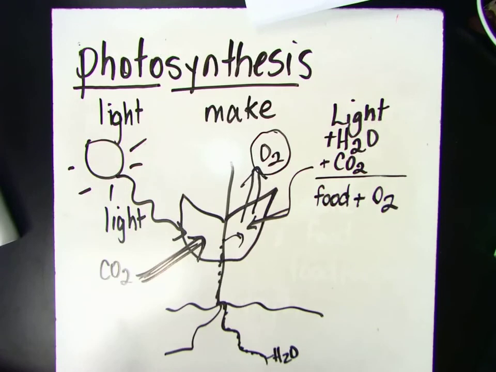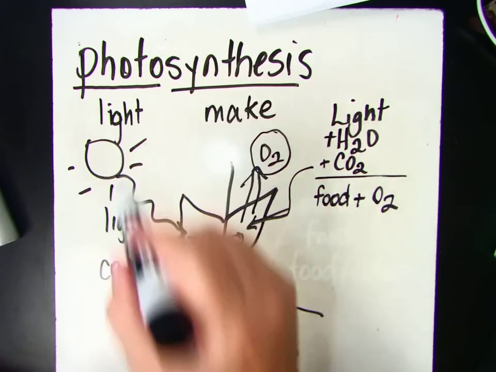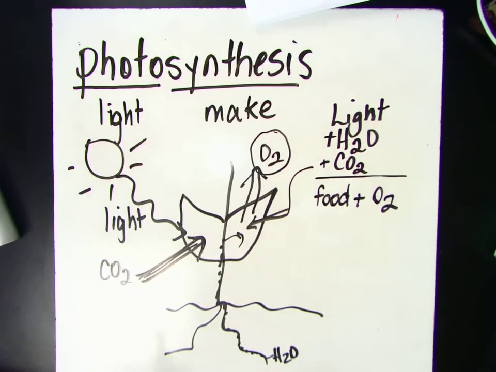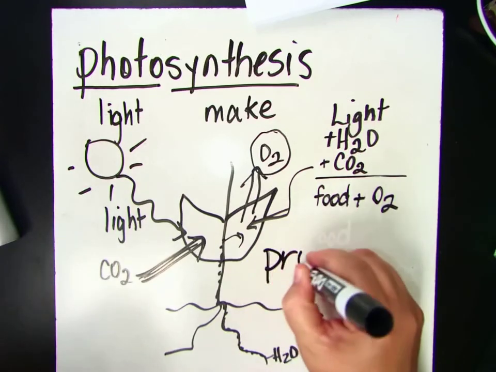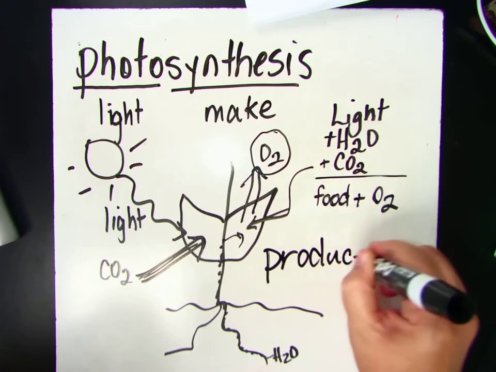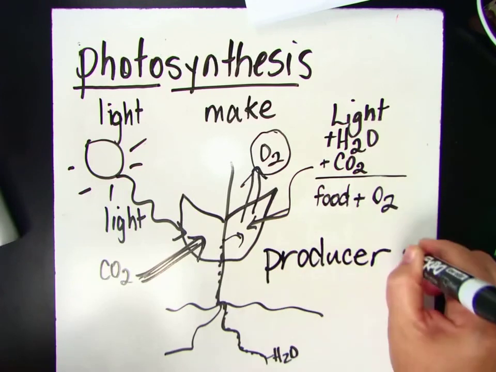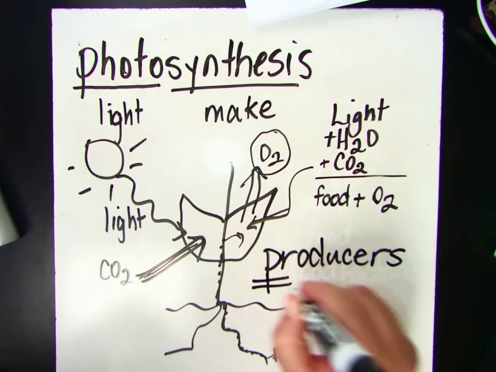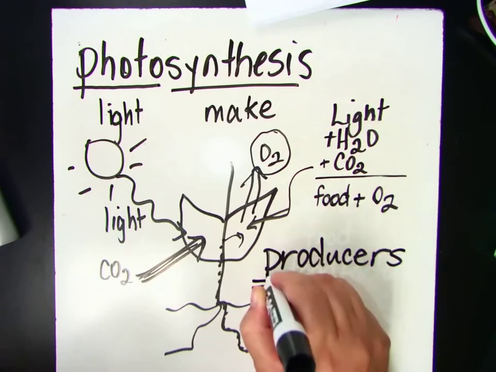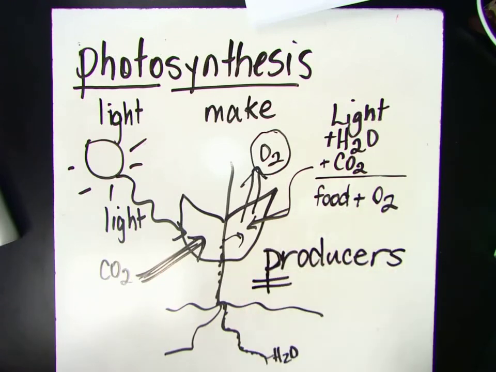So this is the first stage in the energy transfer cycle, plants making food through photosynthesis. And when plants make food, that makes them producers. So all plants are called producers. And don't forget, plant starts with a P, and producer starts with a P. So P producer, P plant.